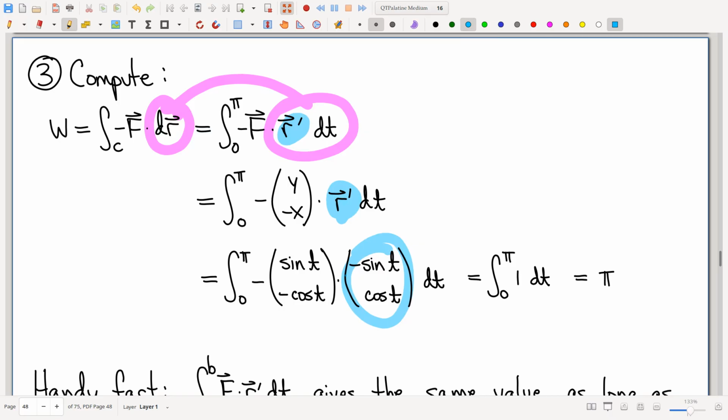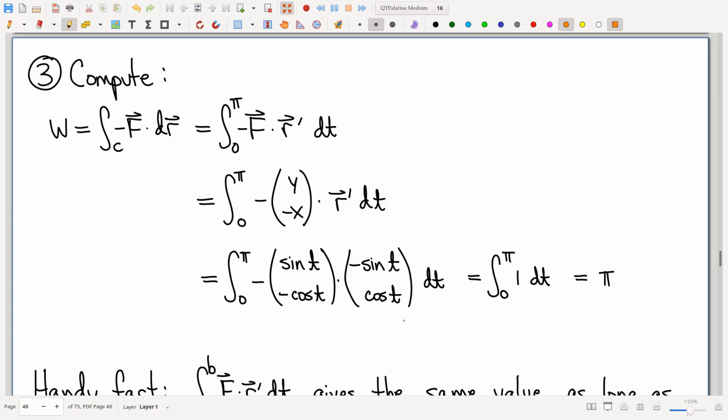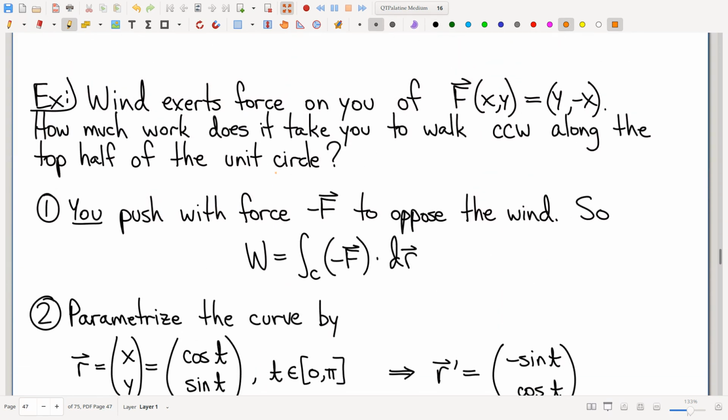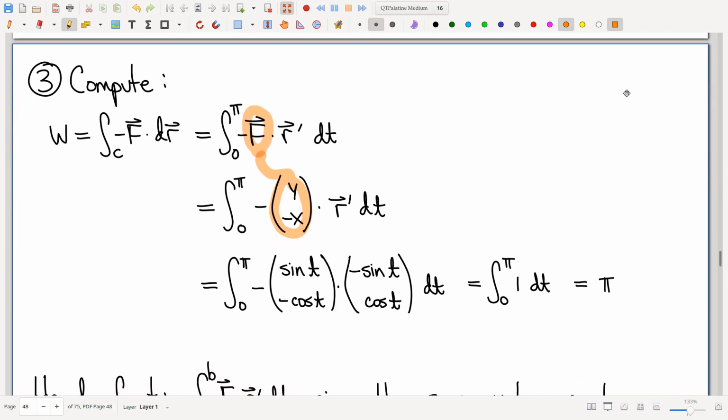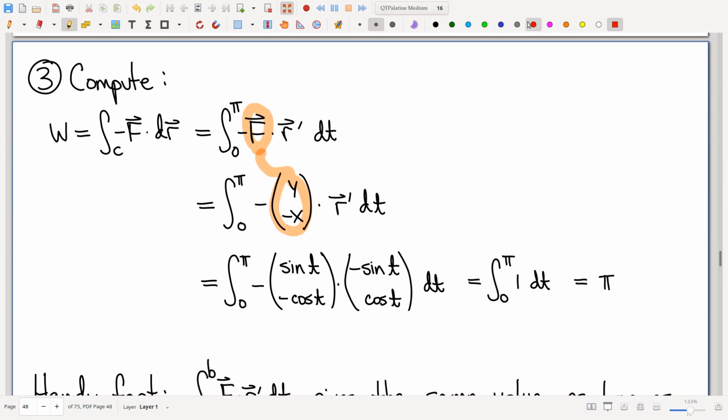Oh, let's see here. We have our vector field F that was given, y comma negative x. Let's check and make sure we got that right. There it is. F is y comma negative x. Right, so we write that down. Don't forget the minus sign, right? This minus sign represents the fact that the wind is doing the opposite of what we are. That carries through.